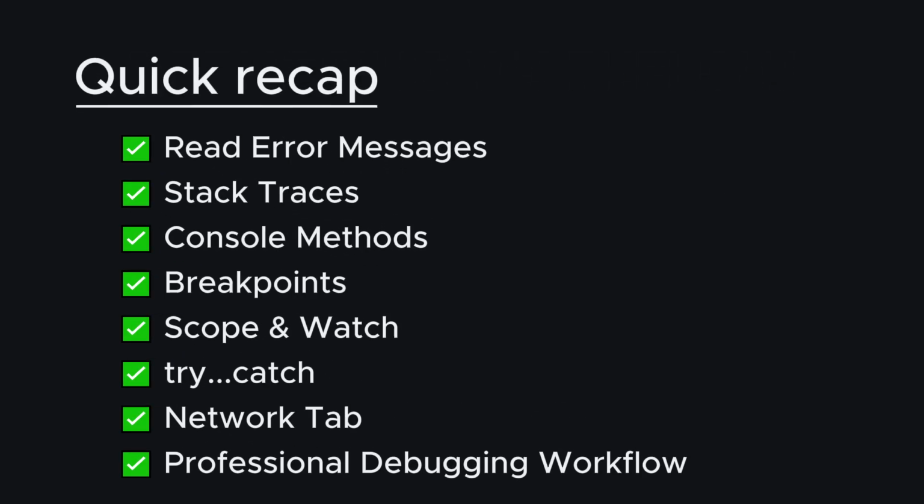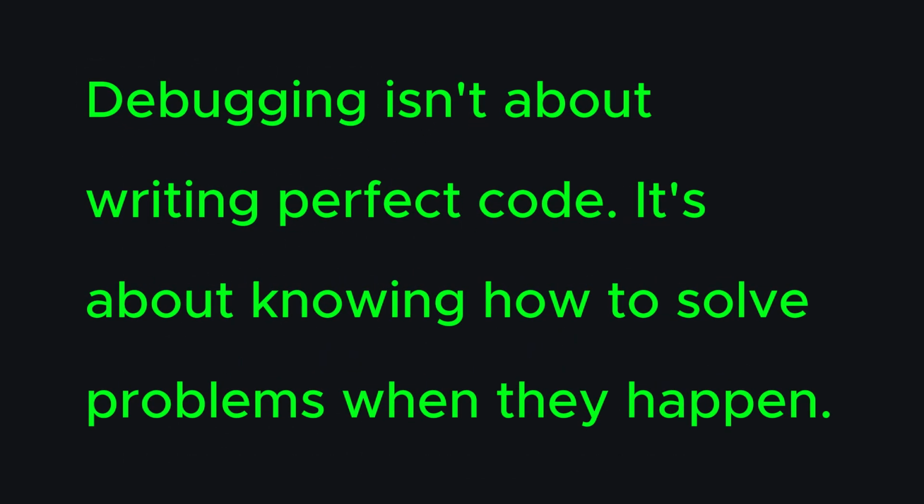You've learned how to read errors, use Chrome DevTools, inspect your code, debug API requests, and follow a clear debugging process. Remember, every bug is a clue. The goal is to find the root cause, not just the symptom. Debugging isn't about writing perfect code. It's about knowing how to solve problems when they happen.